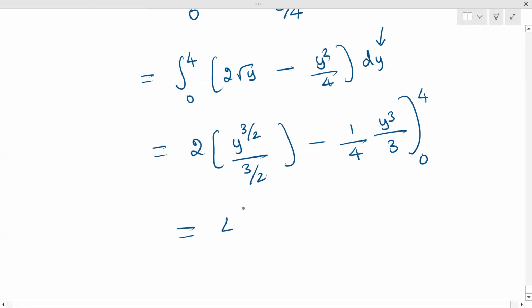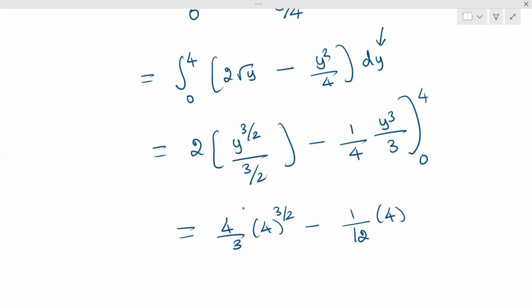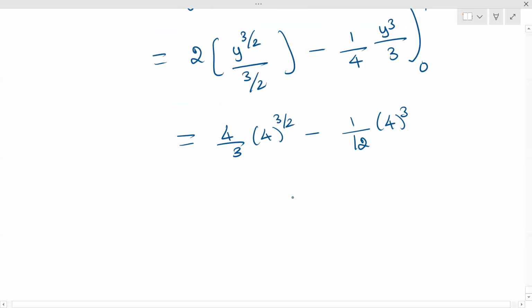So the first term is 4 by 3 times 4 power 3 by 2, minus 1 by 12 times 4 cube. When we apply the lower limit, we get 0 for both terms. So when we simplify, we get the answer 16 upon 3.